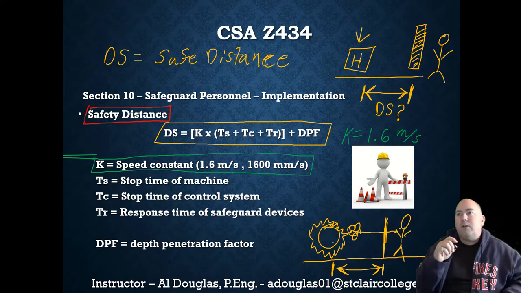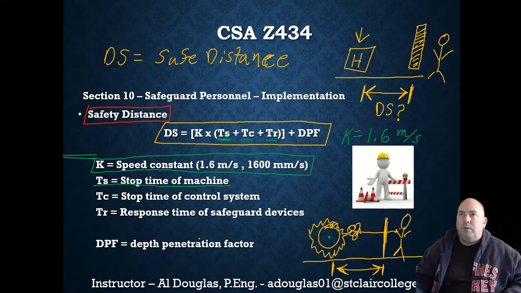So there's three factors we need to consider in order to get that total amount of time. So this is what we're adding together here. 3 times we're going to add together. The first one is the stopping time of the machine. TS is stop time of the machine. So that is how long does this saw blade take to stop as soon as we command it to stop. Okay, that is the definition of that one.